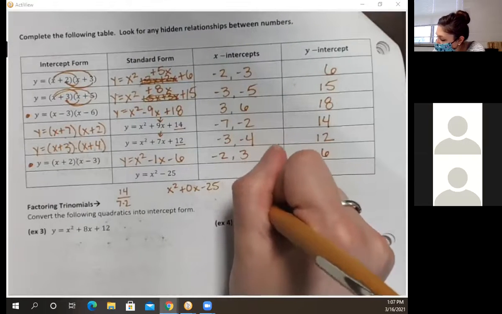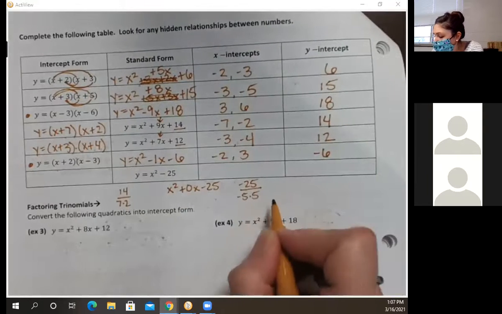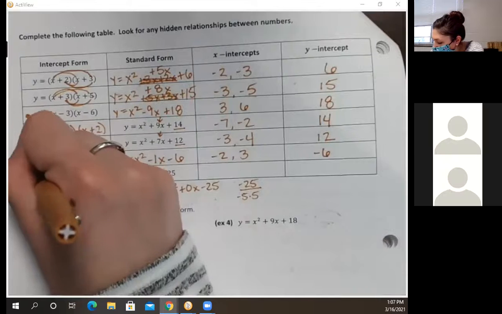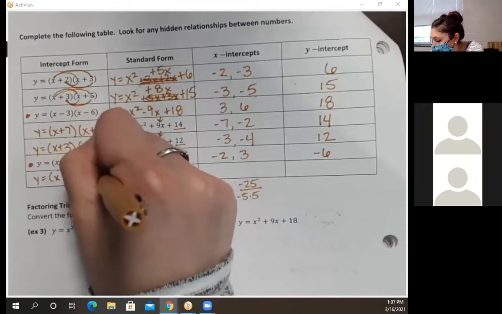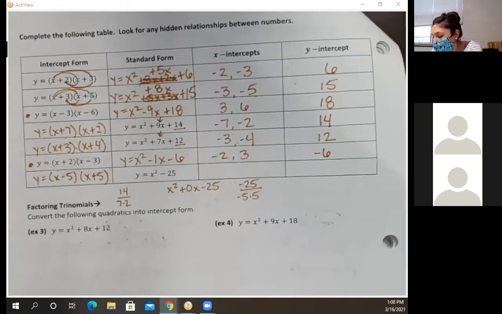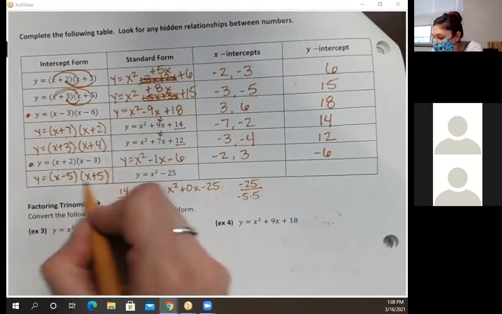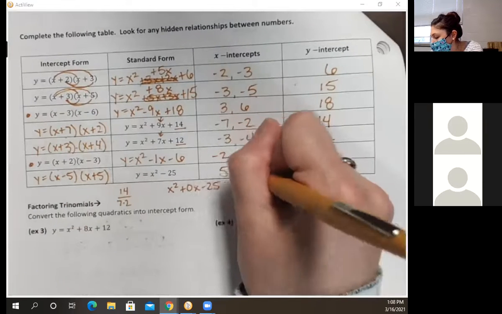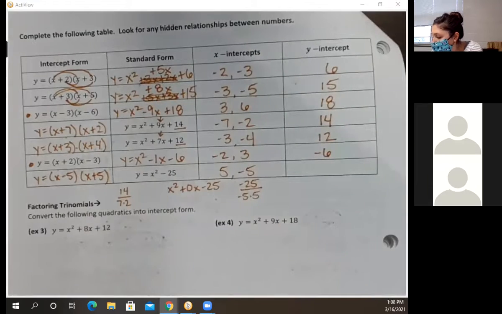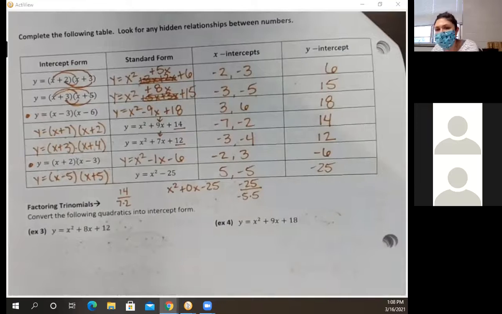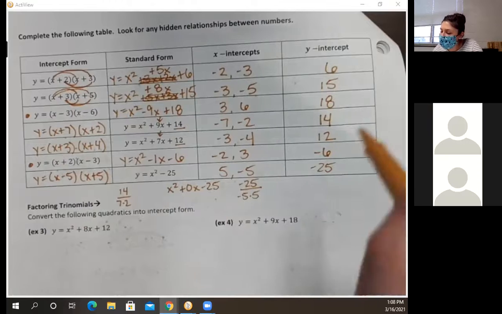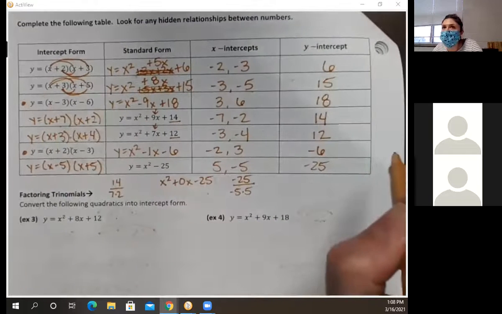Negative 5 and positive 5. I want the same number but opposite signs. So my factored form here would be x minus 5 times x plus 5. My x-intercepts would be positive 5 and negative 5. And my y-intercept would be negative 25. Questions for me on any of our problems from the table at the top?